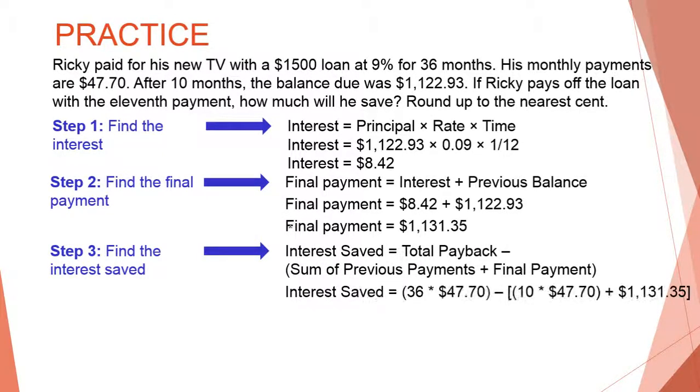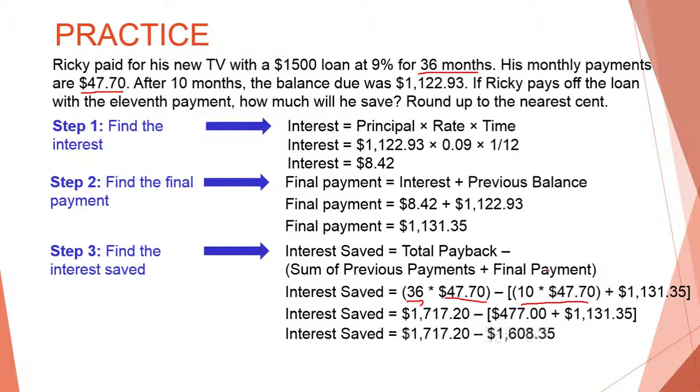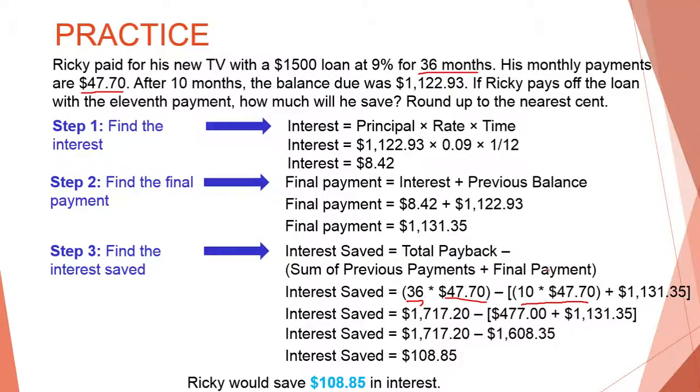Plug in everything we know. Remember, monthly payment is $47.70, and it is for 36 months. That's how I got the 36 right there. Times that. And so far, Ricky has paid off 10 full payments. That's where we get that 10 from. So now all we have to do is order of operations to find the interest saved, which turns out to be $108.85.